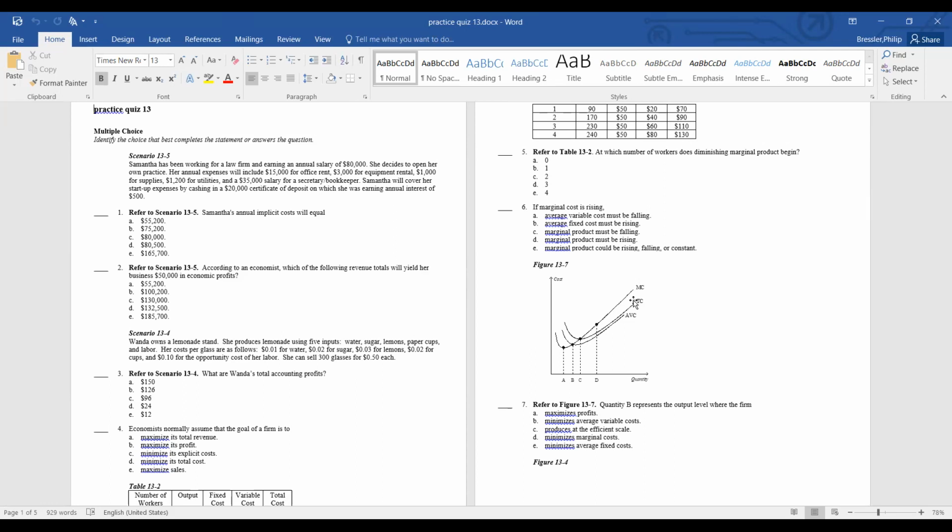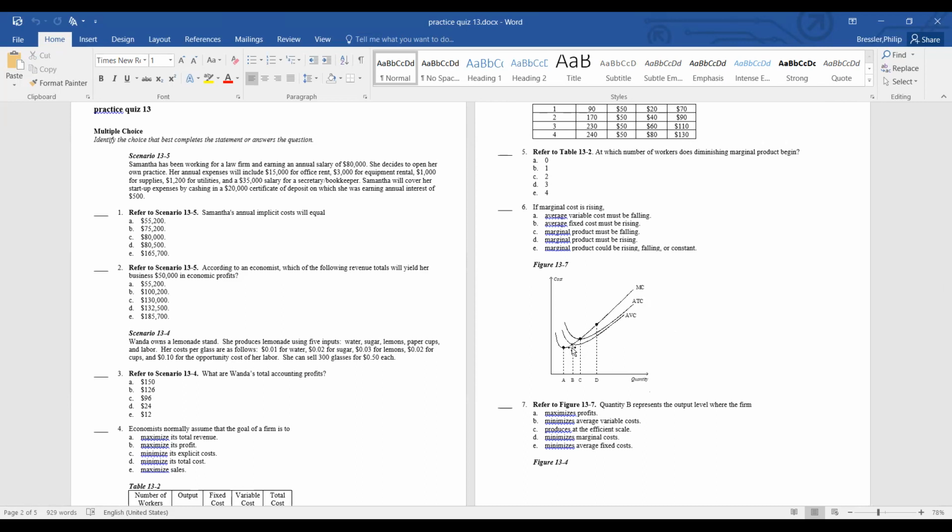Again, it says MC and ATC. The thing to really note: when MC crosses ATC, like here at point C, that is productively efficient. That's producing at the lowest cost. And that's something that they like to ask you. They asked about point B in the question. That's crossing the AVC, and that will be the lowest variable cost you could have. We talked about the typical cost curves.